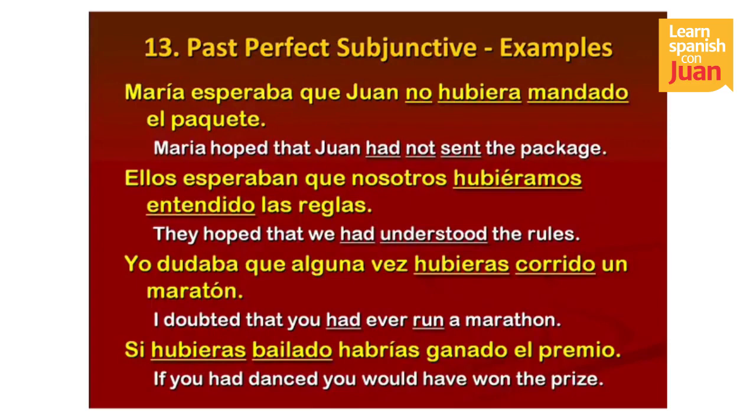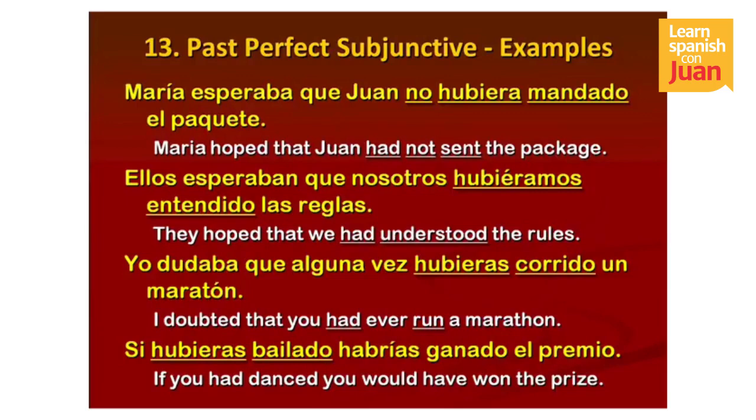Then finally, another example of a complex if-then about the past where the if clause is false, contrary to fact, never happened. Si hubieras bailado, habrías ganado el premio. We just saw a similar example with a conditional perfect. Here we have our if clause in the past perfect subjunctive, si hubieras bailado, and then our then clause in the conditional perfect, habrías ganado el premio. And that's how they work.